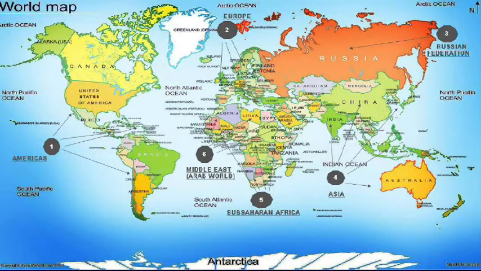First, you have Region 1, which is the Americas. Region 2 is Europe. Region 3 is the Russian Federation. Region 4 is Asia. And Region 5 is Sub-Saharan Africa. And Region 6 is the Middle East, sometimes referred to as the Arab world.